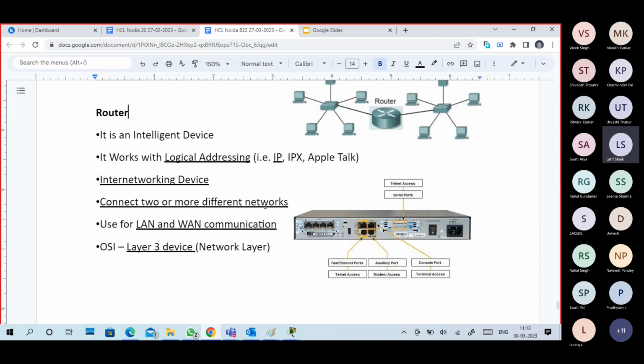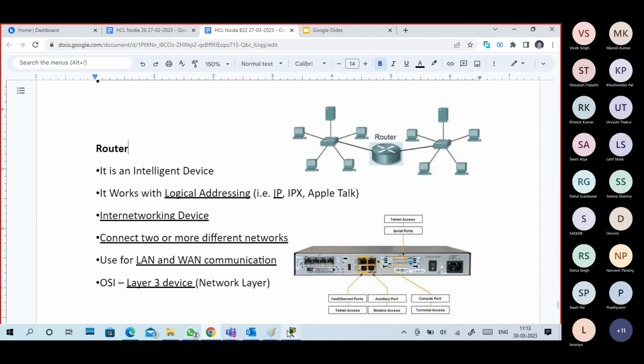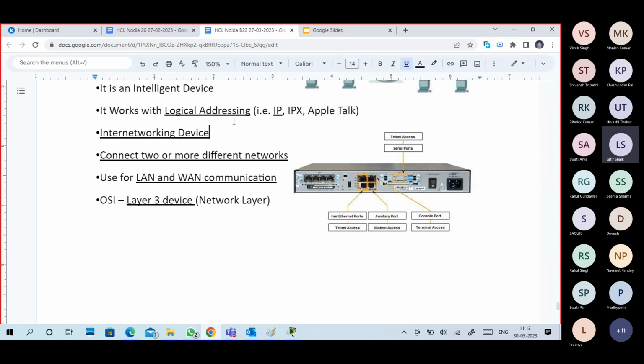Here is a router. What is this router? Router is an intelligent device. It means it contains circuit stuff, like a processor and RAM; processing is there. It understands IP address, switch understands MAC address, router understands IP address. Logical addressing means mainly IP address. Not only IP address, guys, different logical addressing exists, but we generally use IP address only.